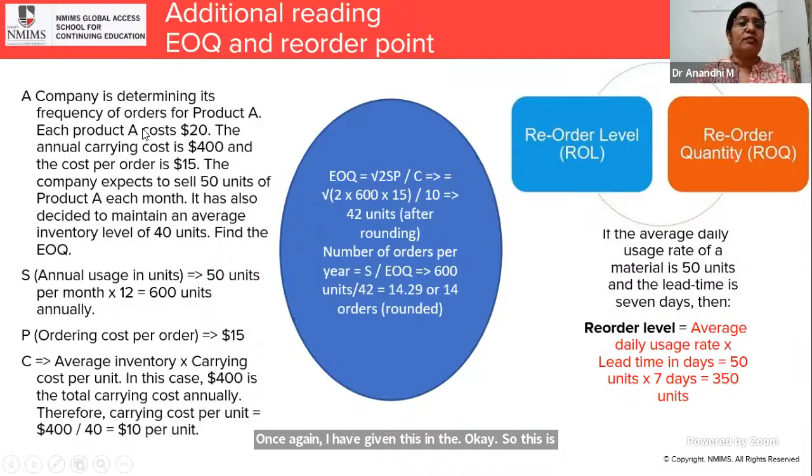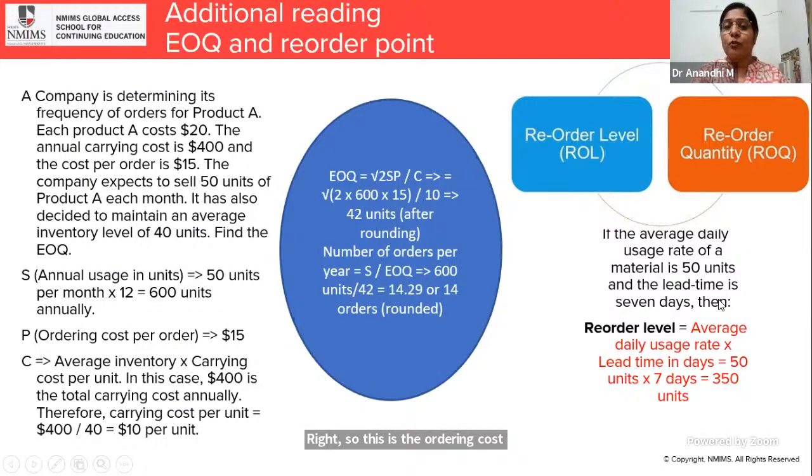This is a scenario. A company is determining the frequency of orders for product A. Each product A costs $20. The annual carrying cost is $400 and the cost per order is $15. The company expects to sell 50 units of product A each month. It has also decided to maintain an average inventory level of 40 units. Find the EOQ. For EOQ, you all know, using that formula we did that, with the ordering cost and average inventory, everything is done.